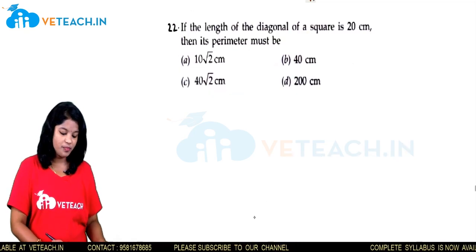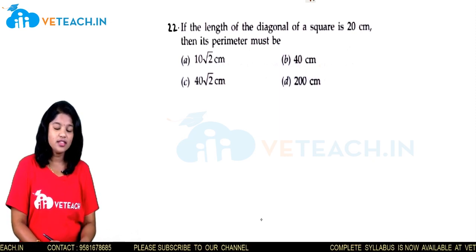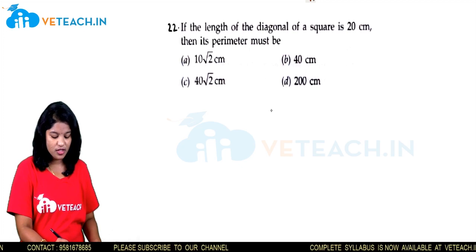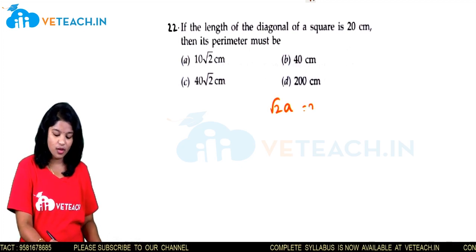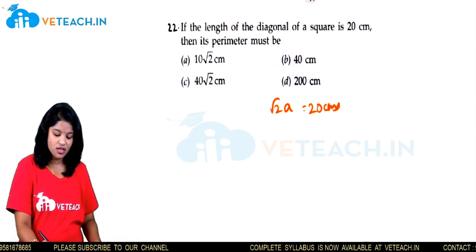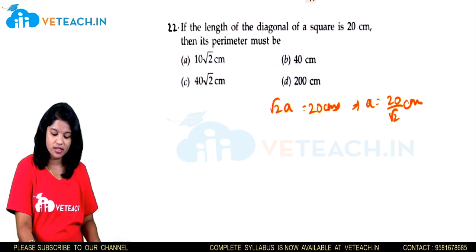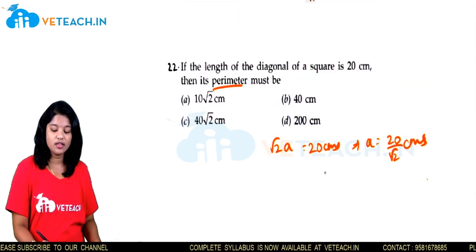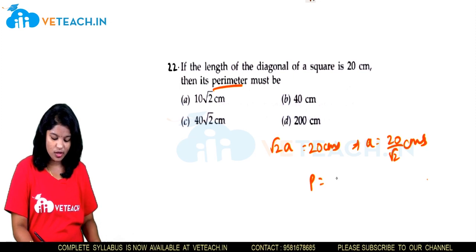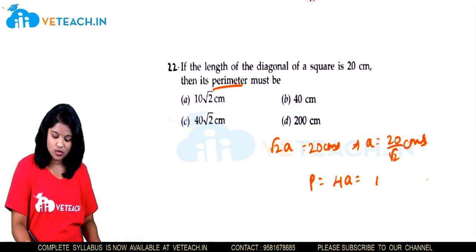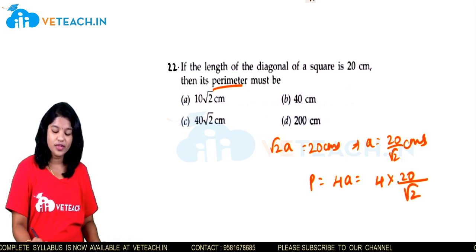See the next problem. If the length of a diagonal of a square is 20 centimeters, then its perimeter must be? So the length of the diagonal formula is root 2 a, that is equals to 20 centimeters. Now a is equals to 20 by root 2 centimeters. Now they are asking the perimeter. Perimeter is equals to 4 into a. So that is equal to 4 into 20 by root 2.